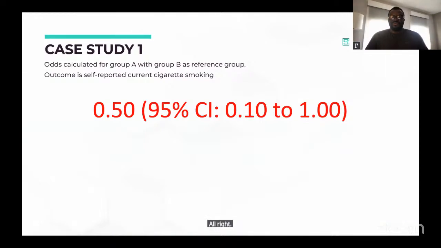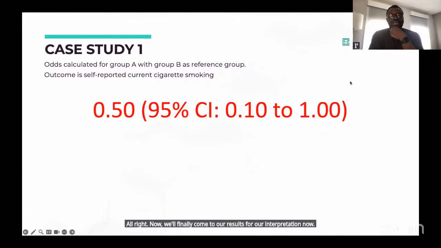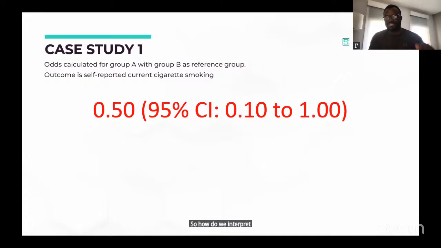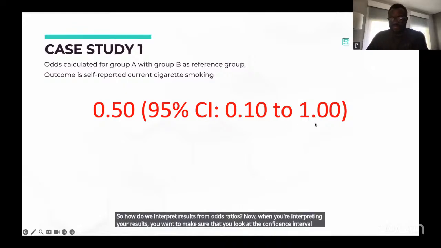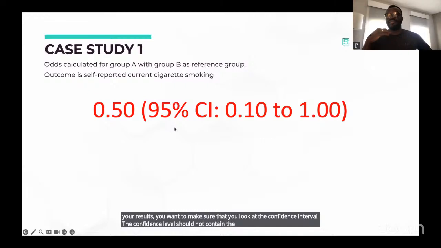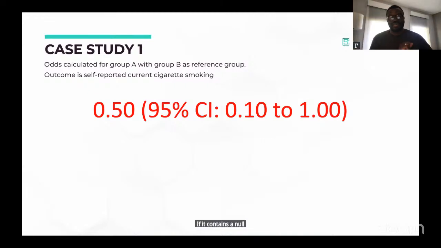Now we'll finally come to the interpretation of our results. So how do we interpret results from odds ratios? When you're interpreting your results, you want to make sure that you look at the confidence interval. The confidence interval should not contain the null value. If it contains the null value, it means that the result is not statistically significant. The null value is 1 when we have ratios. Think of a ratio as x over y. If the two numbers are the same, x over y equals 1. That means that 1 is a null value. Null means that it has no impact.